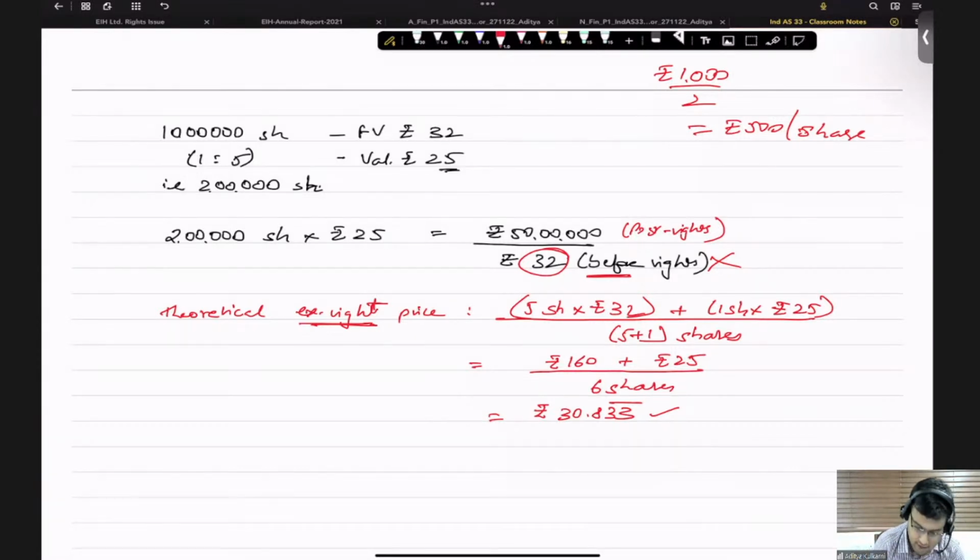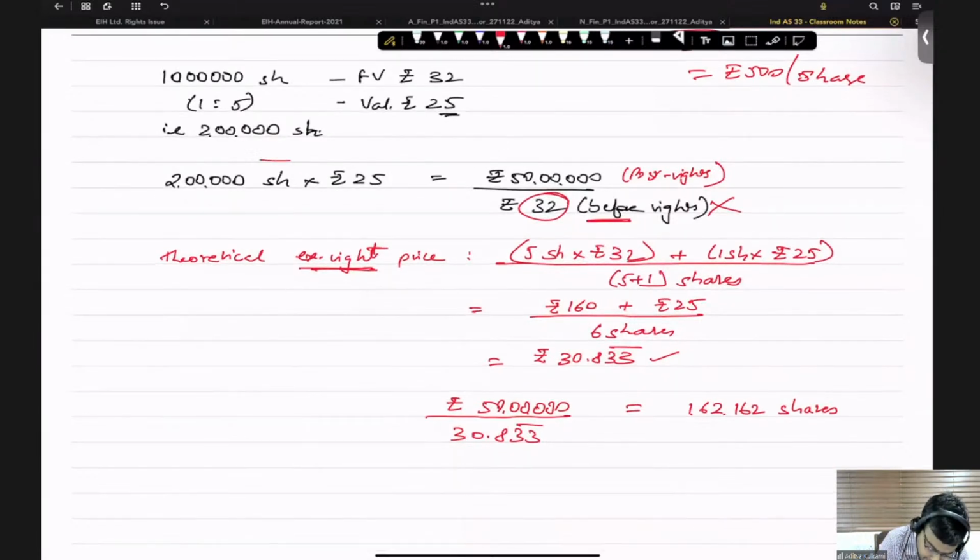And now let us have a look at this working. I got 50 lakh rupees on the rights issue. 50 lakh rupees means at 30.833 fair value, I should have issued 50 lakh divided by 30.833. I should have issued 1,62,162 shares. But how many shares have I issued?